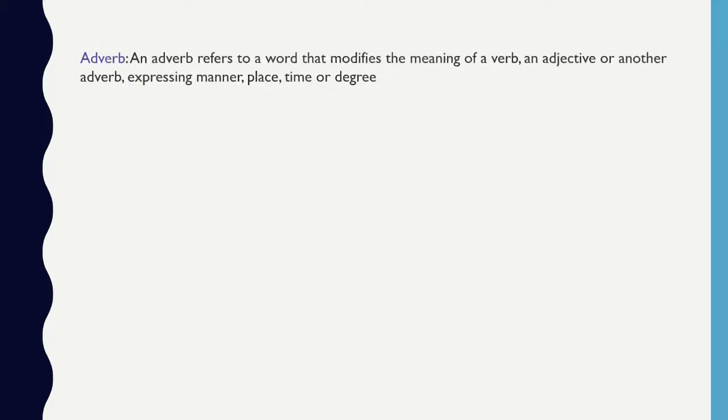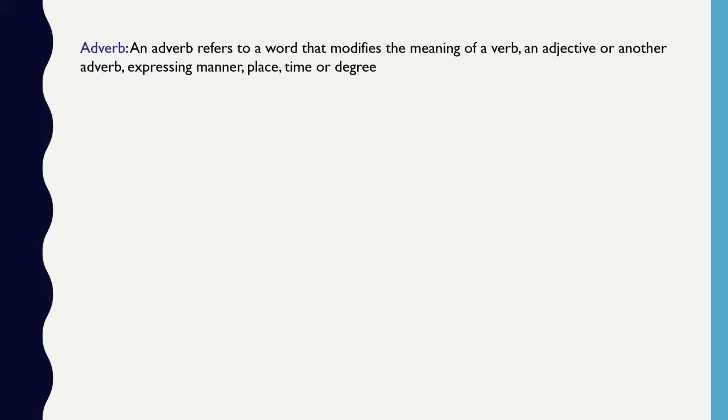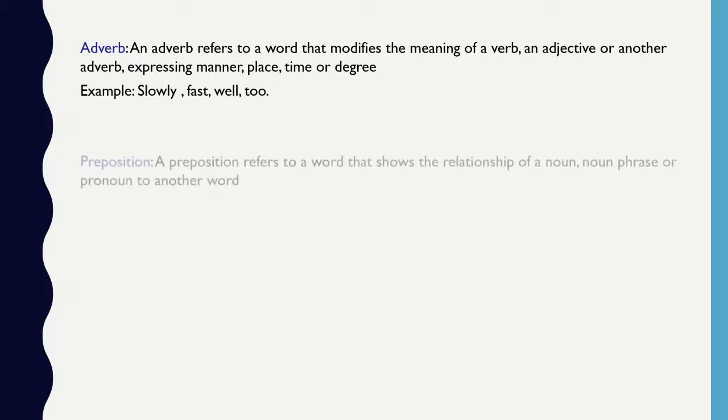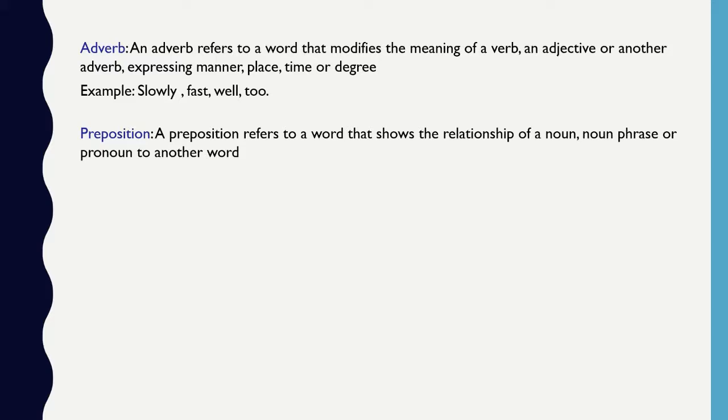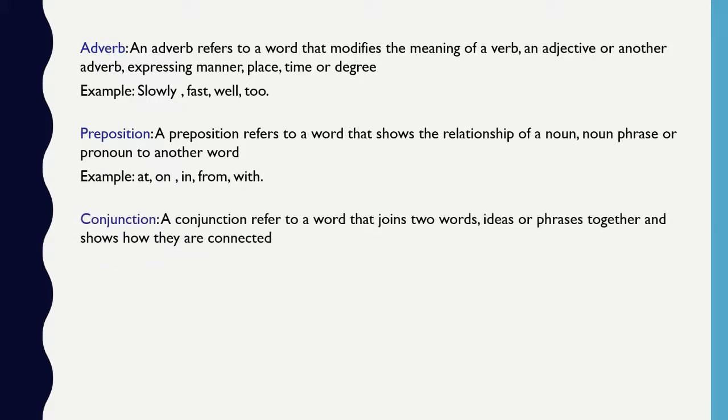Next, adverb. An adverb refers to a word that modifies the meaning of a verb, an adjective or another adverb, expressing manner, place, time, or degree. Example: slowly, fast, well, and too. Preposition. A preposition refers to a word that shows the relationship of a noun, phrase, or pronoun to another word. The examples: at, on, in, from, with.